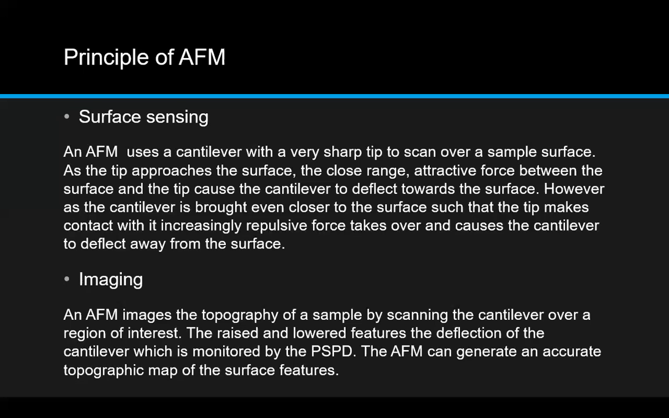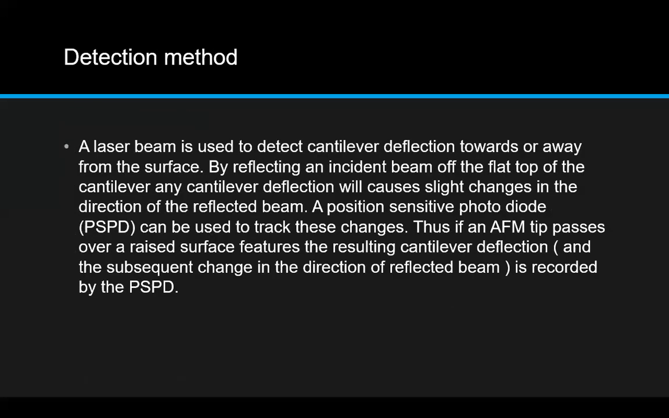Detection method. A laser beam is used to detect the cantilever deflection towards or away from the surface or structure. By reflecting an incident beam off the flat top of the cantilever, any cantilever deflection will cause a slight change in the direction of the reflected beam. A position-sensitive photodiode can be used to track these changes. When the AFM tip passes over a raised surface feature, the resulting cantilever deflection is recorded by the PSPD.